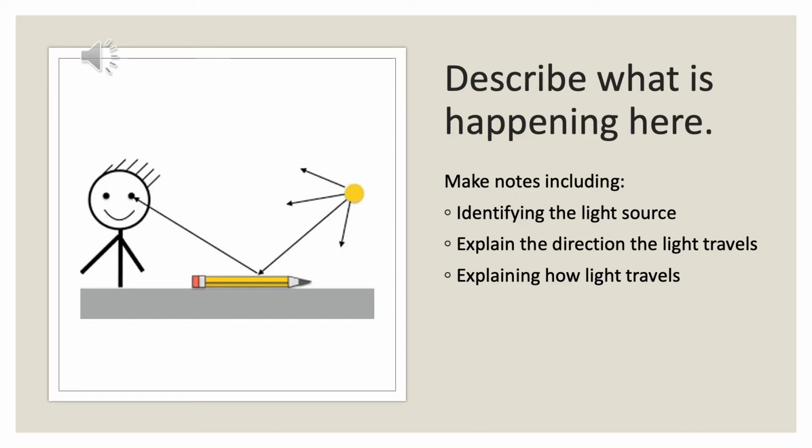Now you've seen some examples of how light travels. There's a third example for you here, and I would like you to write a description about what is happening. So which is the light source, explain the direction the light travels, and explain how the light travels.